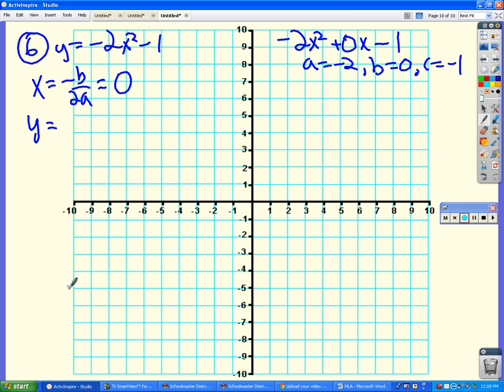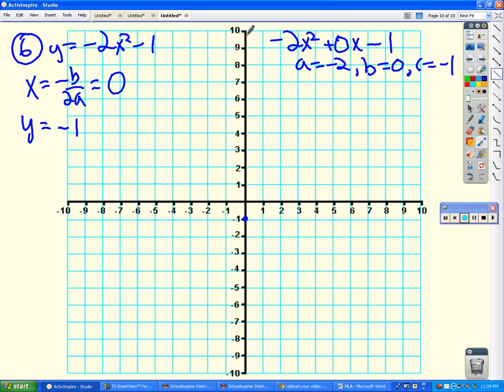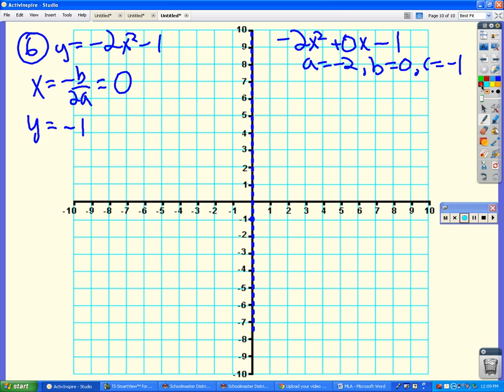So if I plug 0 into this one, what do you get for y? Minus 1, because 0 squared is 0, 0 times negative 2 is still 0, and 0 minus 1 is negative 1. So that means that the vertex of this parabola is at 0, negative 1. Okay? So once again, you should draw in your line of symmetry there, so you can keep track of what's going on.